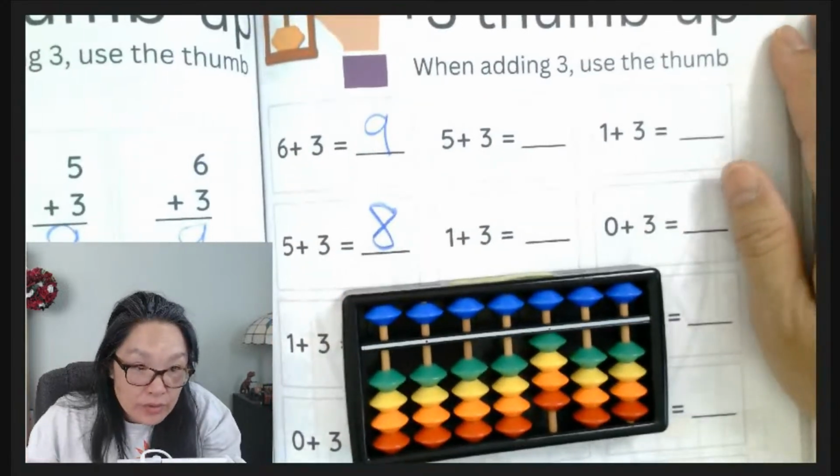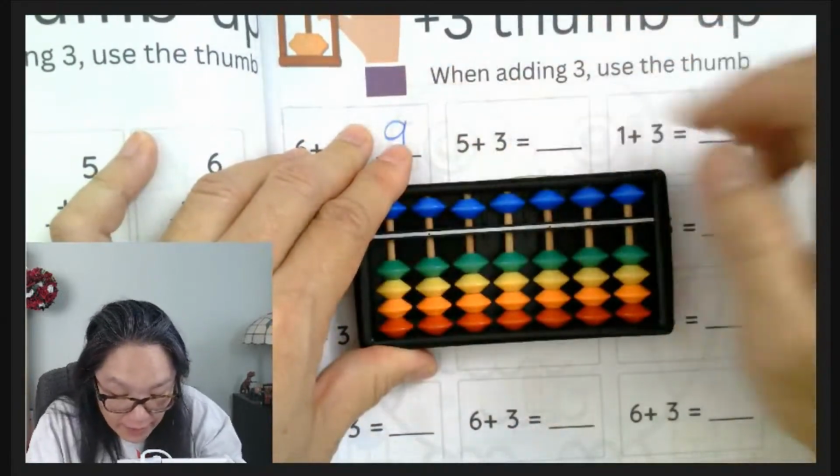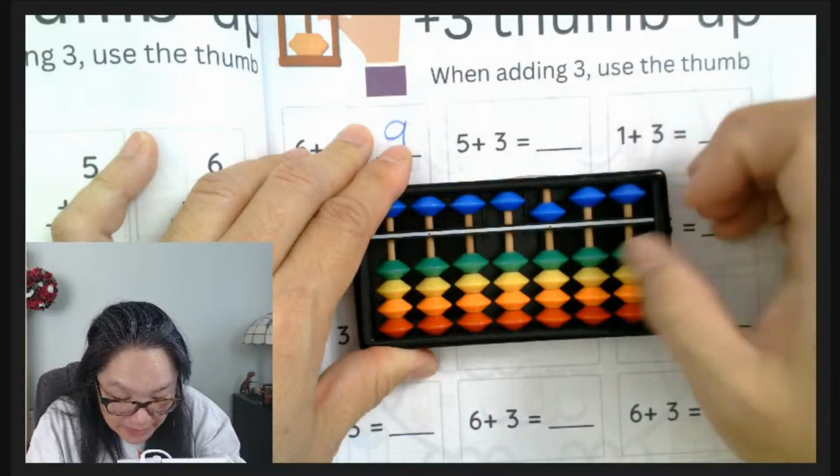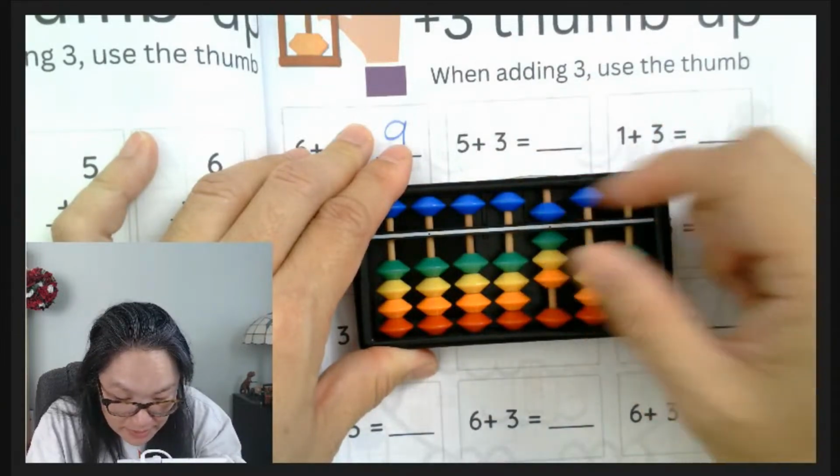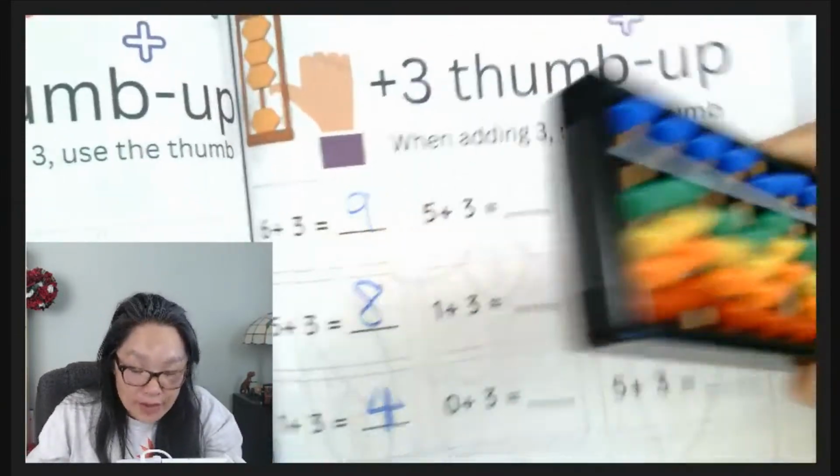Again, I'm going to add another 3. I'm sorry, and I have 5. I have 5, and then what I'm going to do is add a 3. Does that make sense? So that's what this is. And then after that is 4.